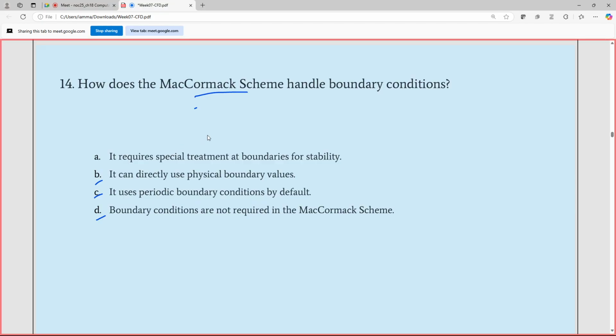So the question is on the type of boundary conditions for McCormack scheme. Options are: option A, it requires special treatment at boundaries for stability. Option B: it can directly use physical boundary values. Option C: it uses periodic boundary conditions by default. Option D: boundary conditions are not required in McCormack scheme. Try to answer the question.